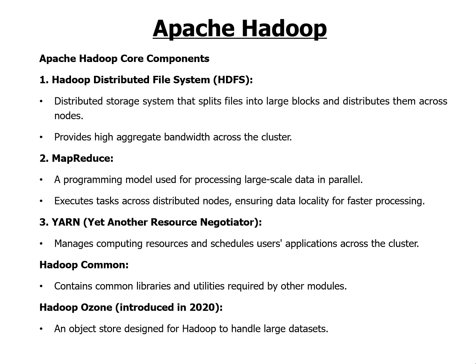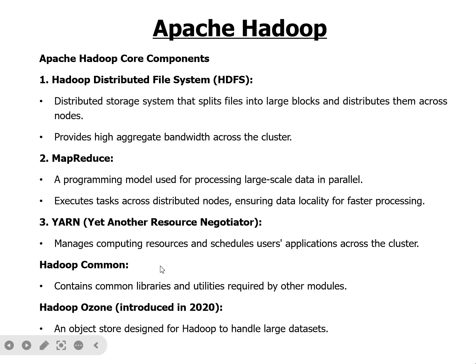And what is the use of Yarn in Apache Hadoop? Yet Another Resource Negotiator manages computing resources. It manages the computing resources and schedules users' applications across the cluster. This is the major work of Yarn.